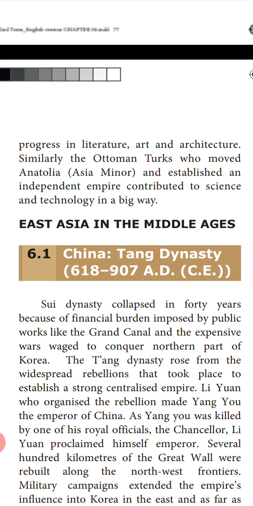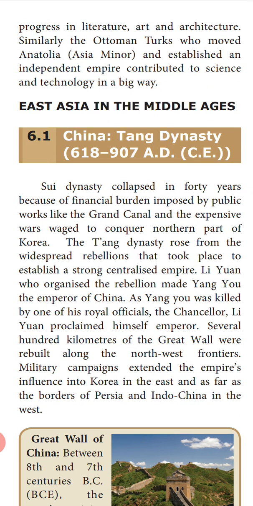The Tang dynasty, next to the Sui dynasty, rose from the widespread rebellions to establish a strong centralized empire. Liu Yuan, who organized the rebellion, made Yang Yu the emperor of China. As Yang Yu was killed by one of his royal officials, the Chancellor Li Yuan proclaimed himself emperor. Several hundred kilometers of the Great Wall were rebuilt by Li Yuan. Along the northwest frontier, military campaigns extended the empire's influence into Korea in the east and as far as the borders of Persia and Indochina in the west. All these areas were under the control of Li Yuan.